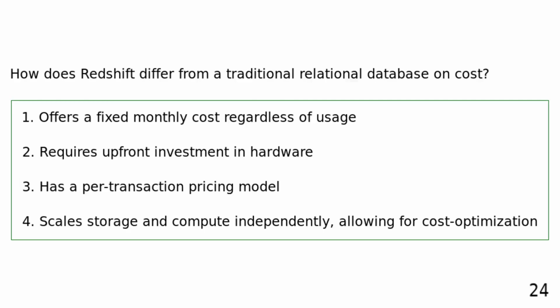How does RedShift differ from a traditional relational database on cost? Offers a fixed monthly cost regardless of usage. Requires upfront investment in hardware. Has a per-transaction pricing model. Scales storage and compute independently, allowing for cost optimization.